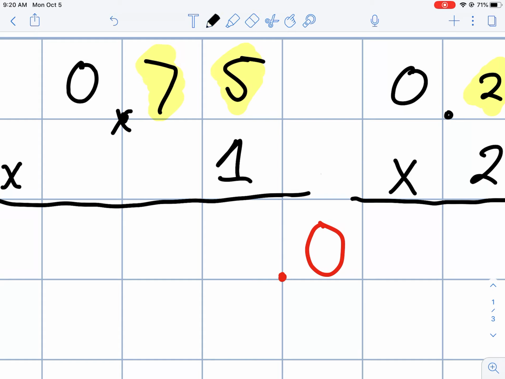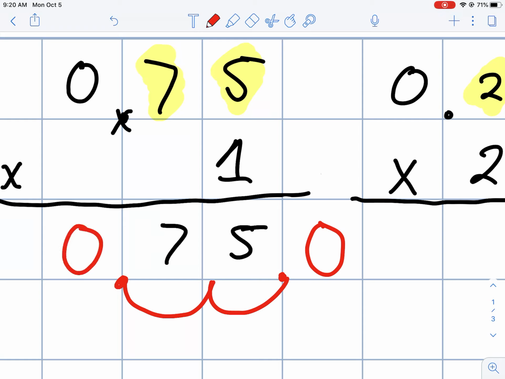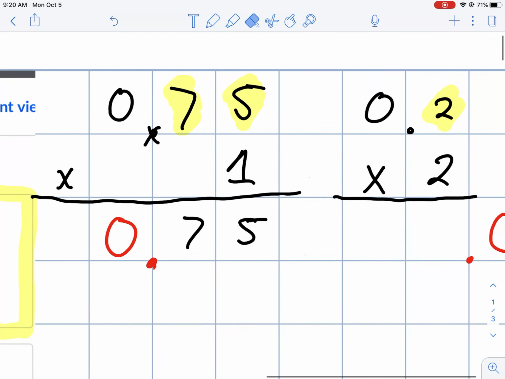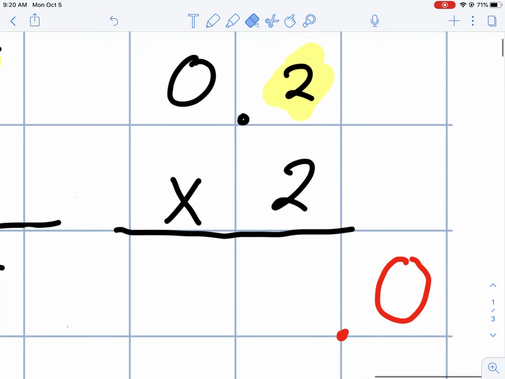But 1 times 5, 5, 1 times 7, 7, 1 times 0, we don't really need. So then what that number 2 tells us, the amount of significant digits, is how far this decimal place needs to get dragged over. 1, 2. So now we have 0.75. We can erase all this, and that's our answer, 0.75.